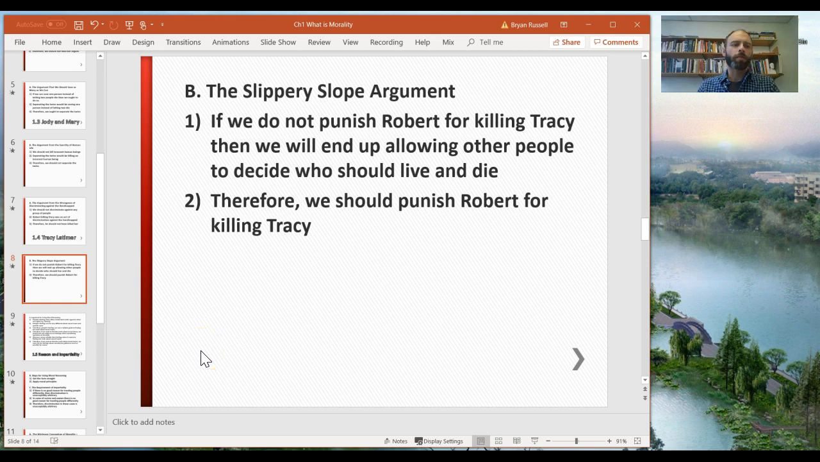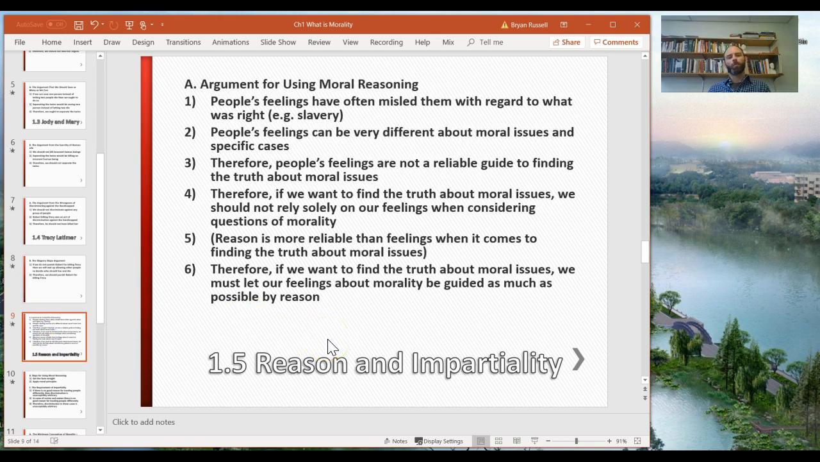So now let's talk about what the take-home message of this chapter is. Having discussed these cases, James Rachels is going to try to draw some general lessons about morality and any conception of morality. And the first that he's going to talk about is in a section called Reason and Impartiality. So he presents an argument there for using moral reasoning.